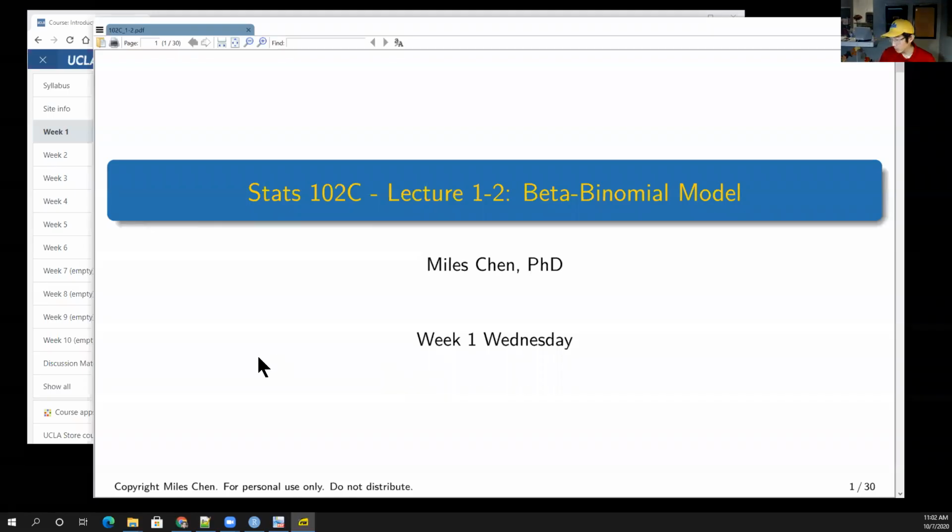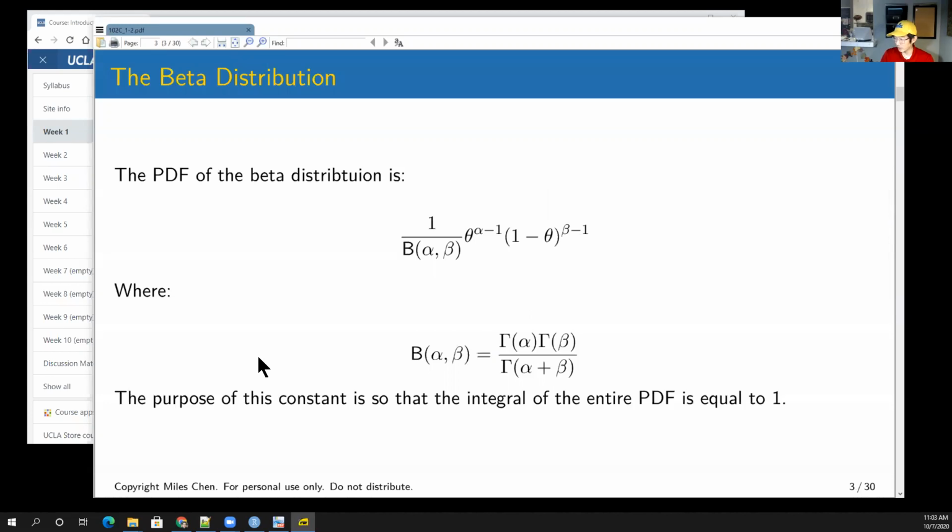All right, so today we're going to take a look at the beta binomial model. We're continuing on our discussion of introductory Bayesian concepts here.